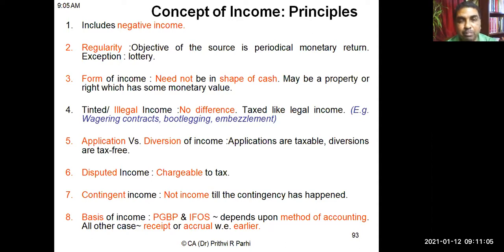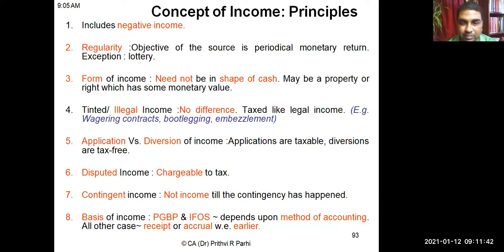The form of income is also not important. It is not necessary that all incomes should be received in cash. Some income might be received in kind. Let us say somebody is donating you some asset, that is also income. And there is no difference between legal income and illegal income from the income tax point of view. Tainted income, illegal income, there is no difference. Both are taxable under income tax law. If it is illegal income, you have to pay the consequences under different laws, but so far as income tax law is concerned, you have to pay taxes.